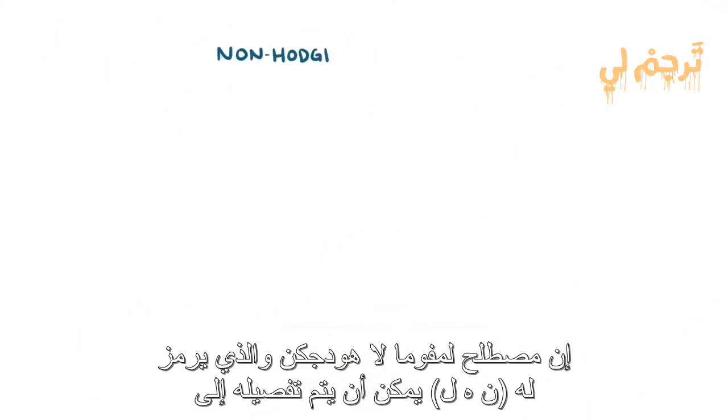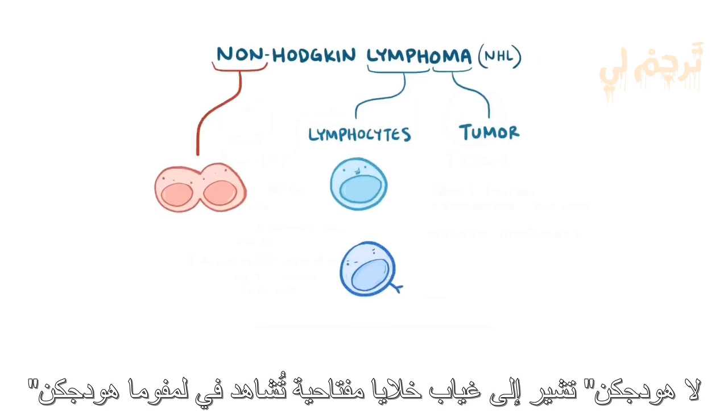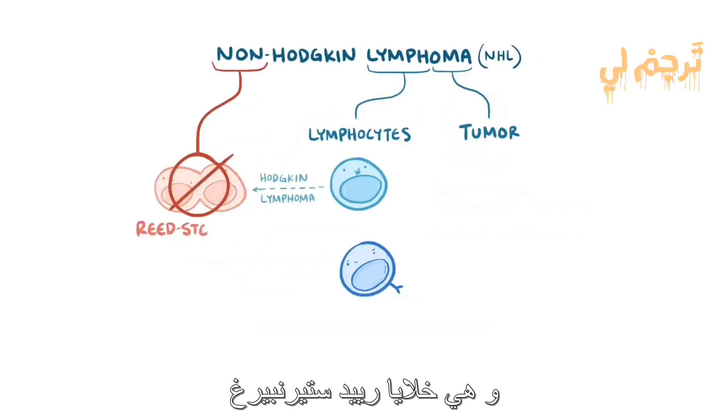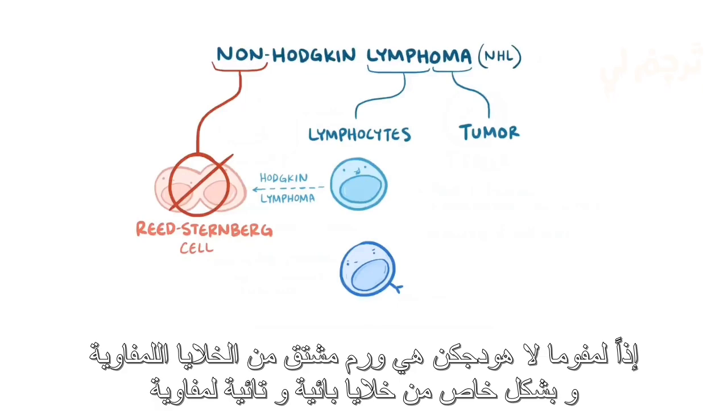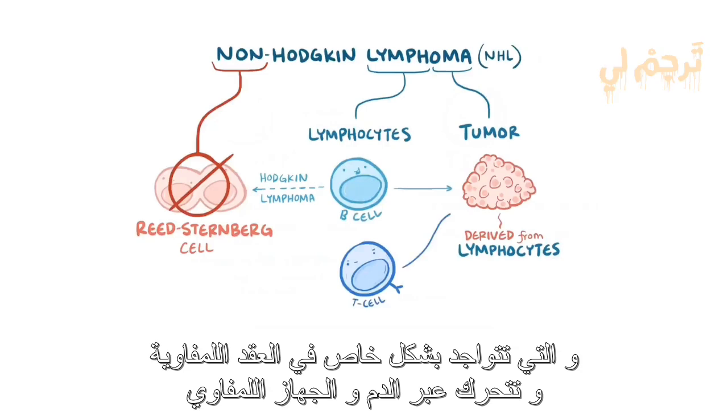The term non-Hodgkin lymphoma, sometimes called NHL, can be broken down. Lymph refers to lymphocytes, and oma refers to a tumor. Non-Hodgkin refers to the absence of a key cell that's seen in Hodgkin lymphoma, the Reed-Sternberg cell. So, non-Hodgkin lymphoma is a tumor derived from lymphocytes, specifically B cells and T cells, which mainly live in the lymph nodes and move through the blood and lymphatic system.